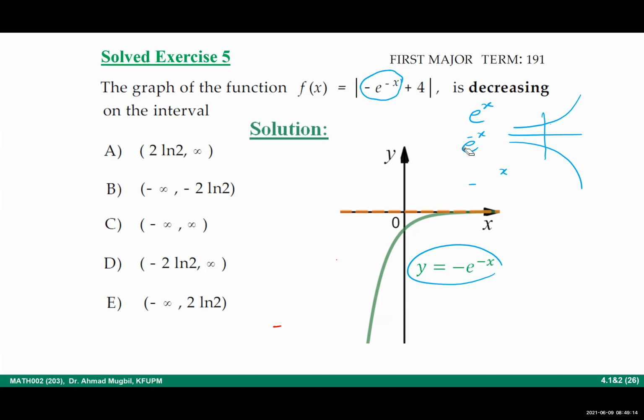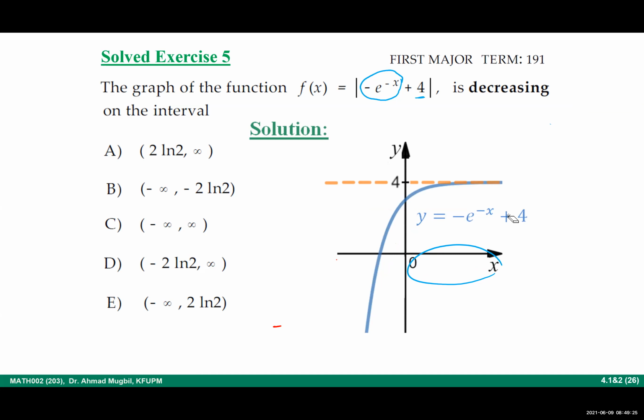Okay. Now shifted up 4 units. We shifted up 4 units. Now the horizontal asymptote is here, at 4. Now what you will do at the end, what is below the x-axis, you will make it above the x-axis. So this part is below the x-axis, reflected because of the absolute value. So just it will be reflected. So this point will be here, and this point will be here, and it will be like this. So here we are. This is how it looks like.